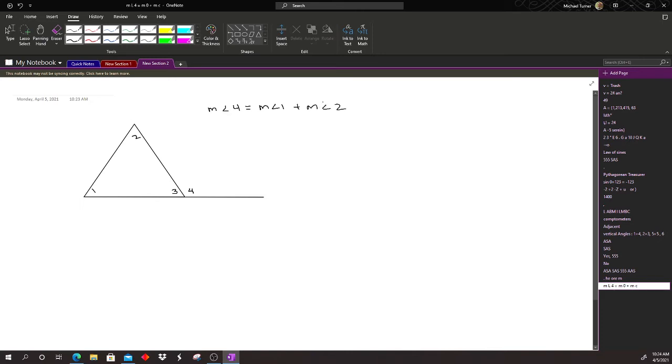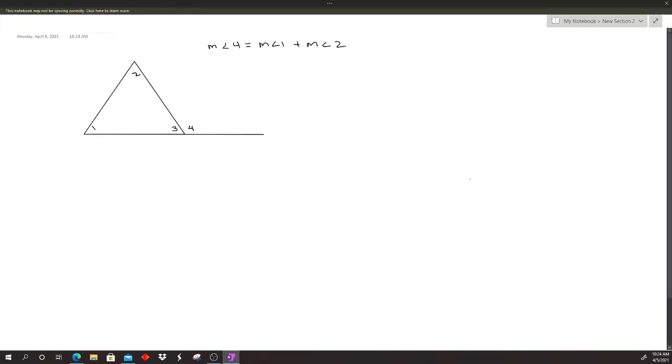So 1, 2, and 3 in this diagram are all interior angles, but the remote interior angles are the ones that are not touching the angle that we're looking at. So for angle 4, the remote interior angles would be 1 and 2. Now, if we were in person and we were doing 2-column proofs, you would be asked to take this and prove, well, why is this true?